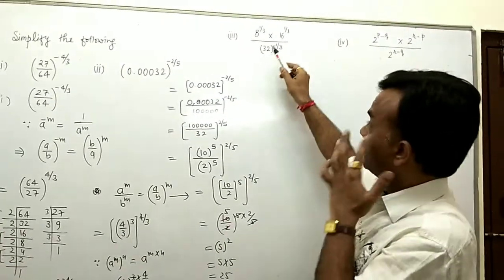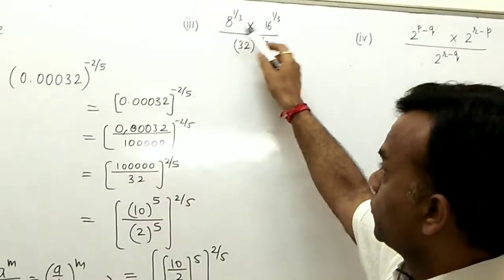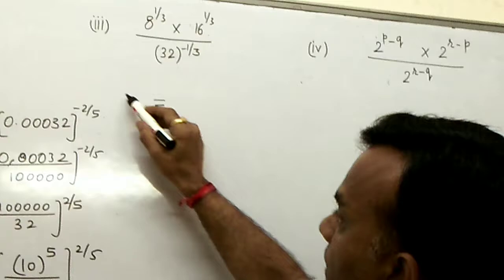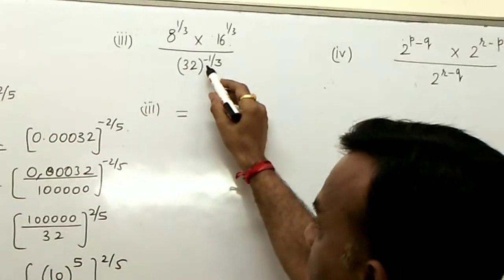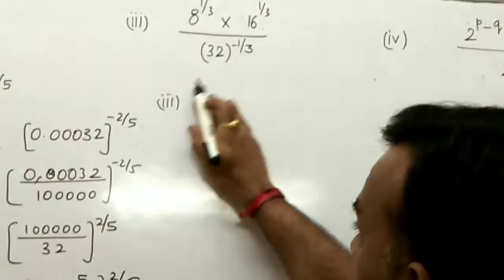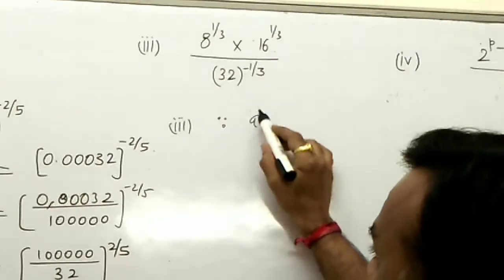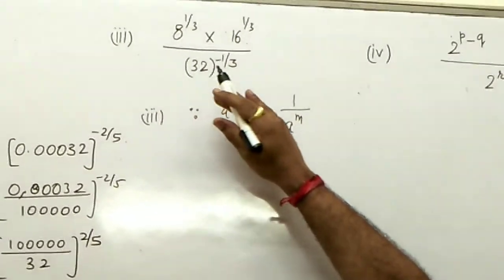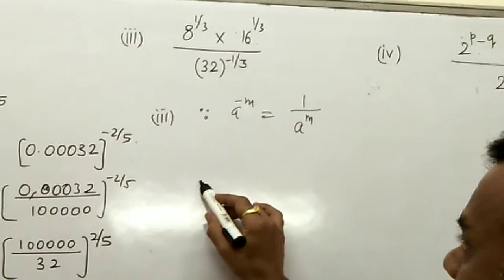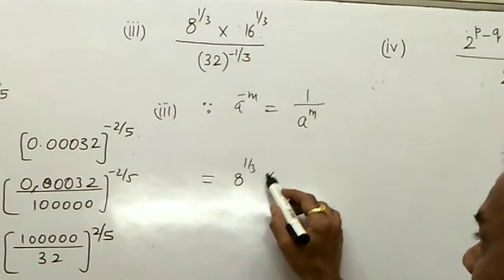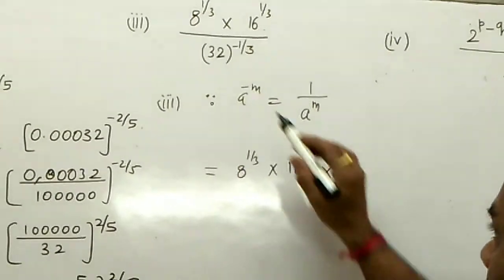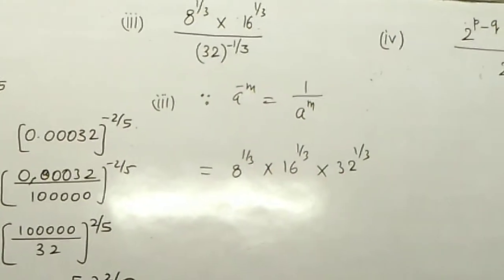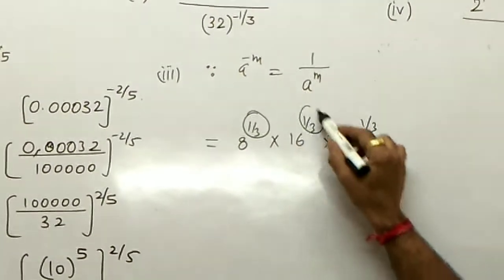But another question is given like this: two parts are multiplied and one part is in the denominator. So how do you simplify this? First here the third part, minus 1 by 3, is given. So according to our rule, we know the basic concept for the negative exponent, that is 1 by n. But this term is already given in the denominator, so now it is converted to the numerator. So you have 8 to the power 1 by 3, 16 to the power 1 by 3, and now 32 again changes into the numerator. So its power is now positive, 1 by 3. But here we have 1 by 3, 1 by 3 and 1 by 3.